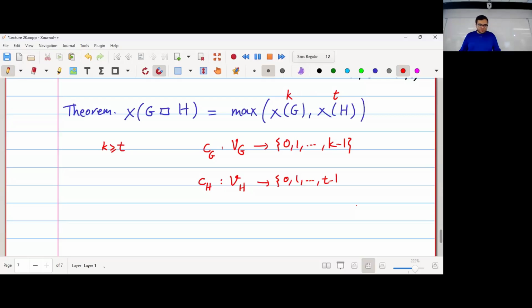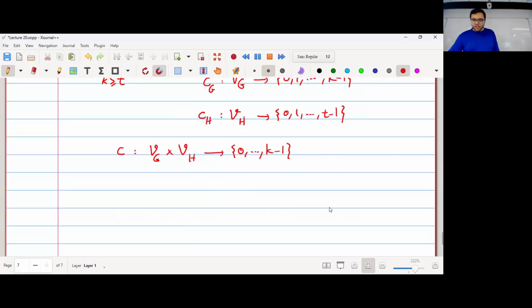But here's the thing. I can define a coloring now that maps vertices of G times H, so vertices of G times vertices of H, also to colors between 0 to K minus 1. But how should I do this? So let's say I have a vertex UV. What color should I assign to UV?